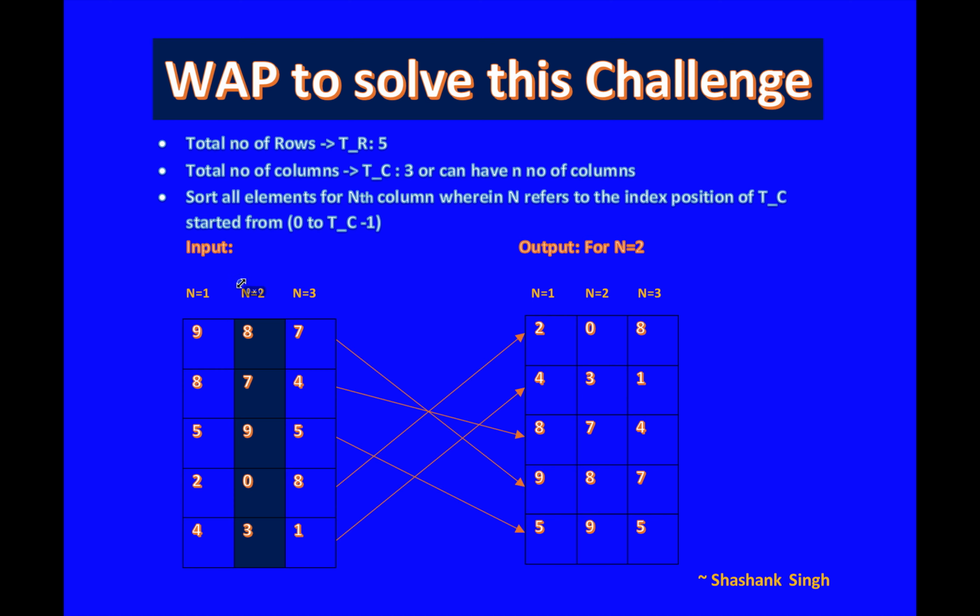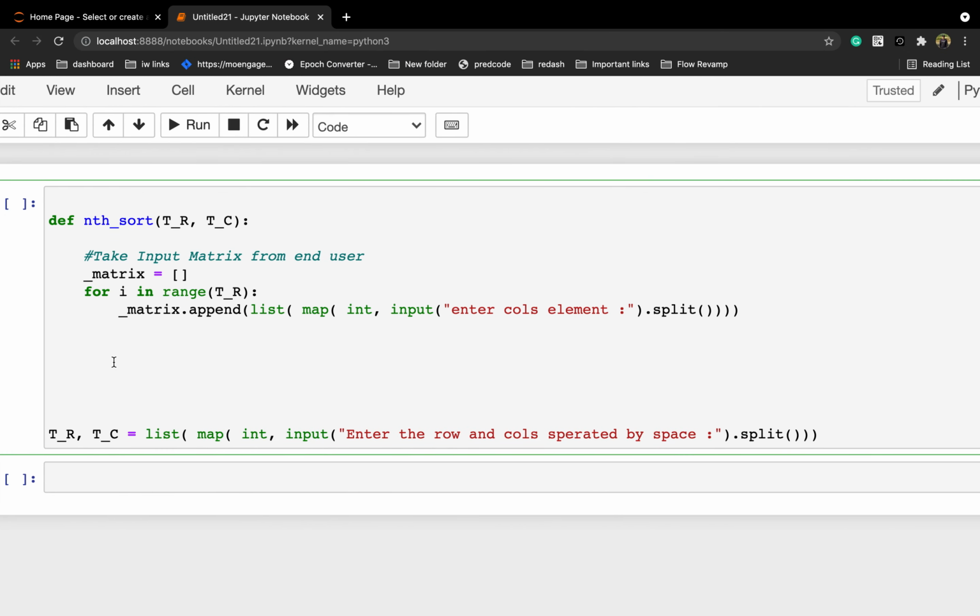Now we will ask on which column number you want to sort this matrix, right? For that I'm using an n variable, and I want integer type, so I'm writing int and then input. Only one integer we want from the end user, right? Let's say 2, 4, whatever. So I'm writing enter the column on which you want to sort.